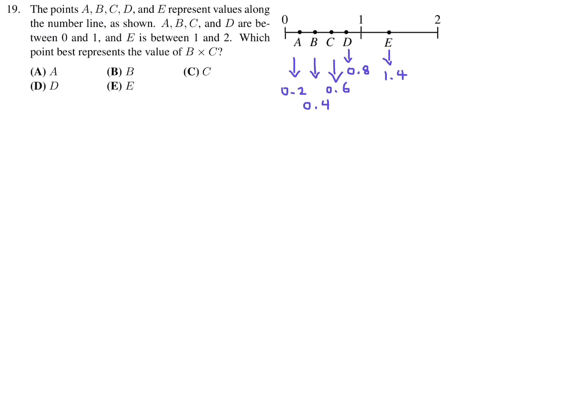Now they're saying B times C. All right, well, what is B? I assigned it as 0.4, and C I have assigned as 0.6. So B times C would be 0.4 times 0.6, which is 0.24. And which one of those is closest? Well, obviously it's A. So number 19, the answer is A.